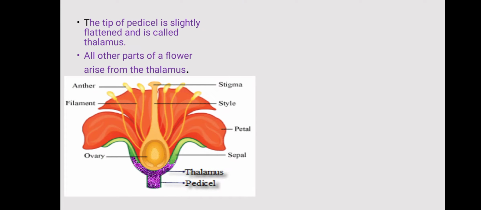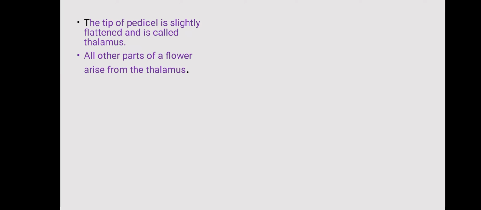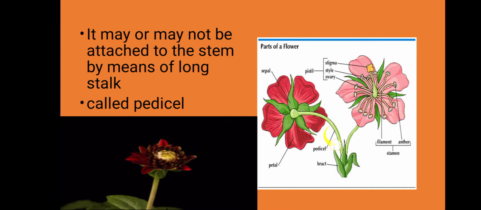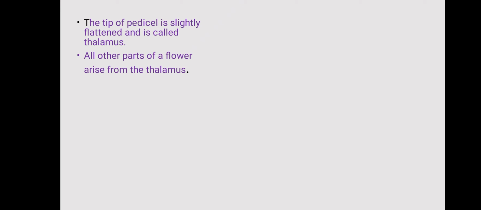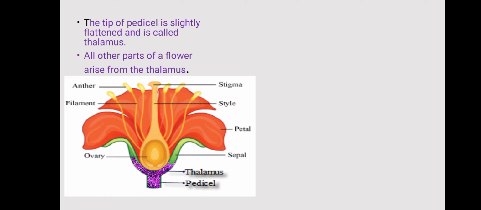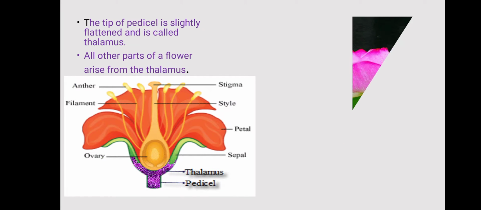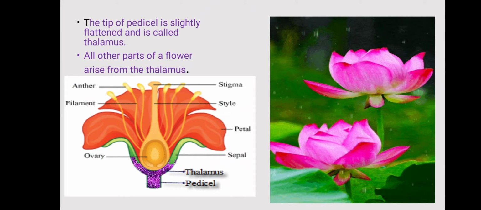The tip of pedicel is slightly flattened and is called thalamus. So as we did, this pedicel over here, so slightly flattened, right? Tip of pedicel is called as thalamus. All other parts of a flower arise from thalamus.